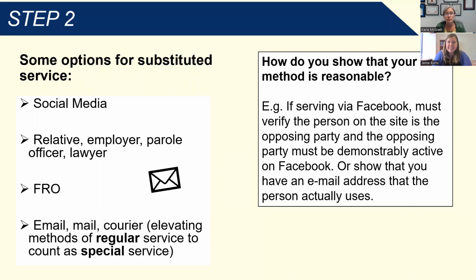So here are some examples of options that have been used by the clinic for substituted service in the past. The first one, social media. For instance, as I was talking about earlier, if you were able to find someone on Facebook, you'd have to demonstrate that that was the person. If they don't have a profile picture, if they don't have pictures, it's going to be very difficult for you to prove that that is the actual person that you're looking for.